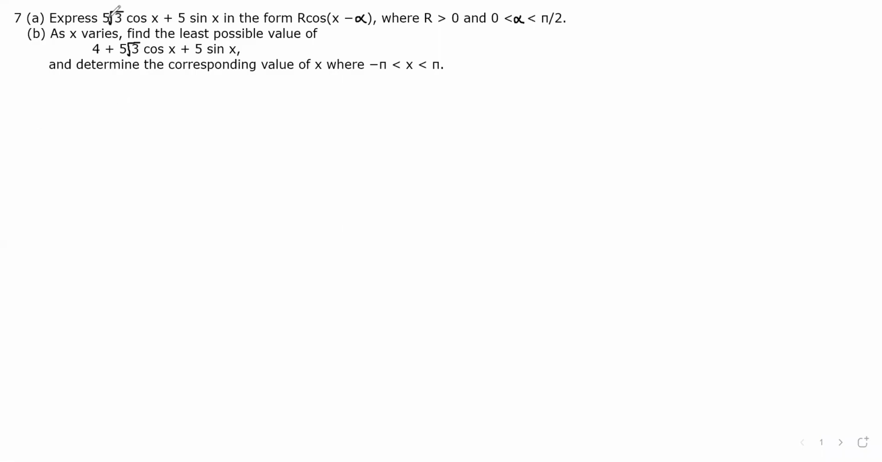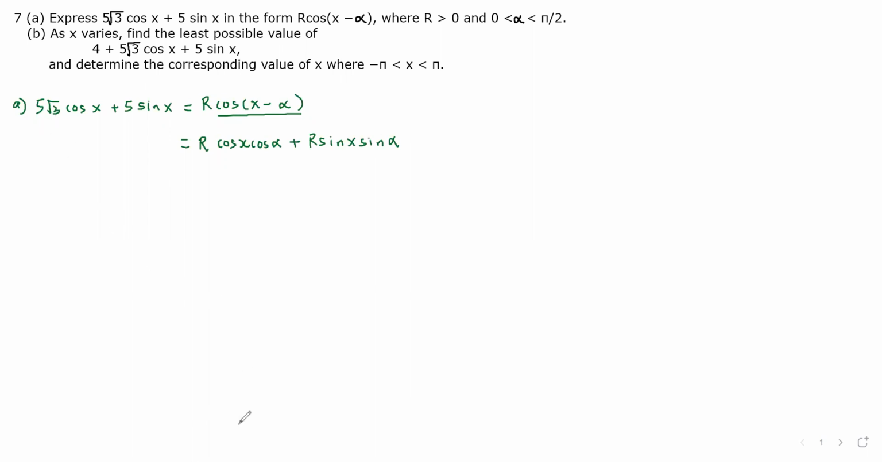We are to convert 5 root 3 cos x plus 5 sin x into an auxiliary angle form. This can be written as r cos(x minus alpha), and we expand cos(x minus alpha) using the compound angle formula. That will give us r cos x cos alpha plus r sin x sin alpha.